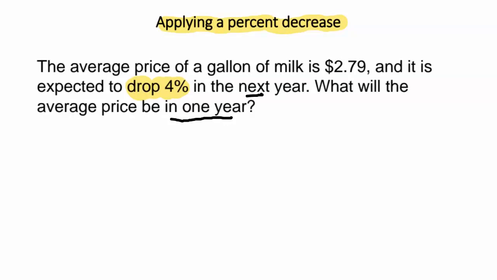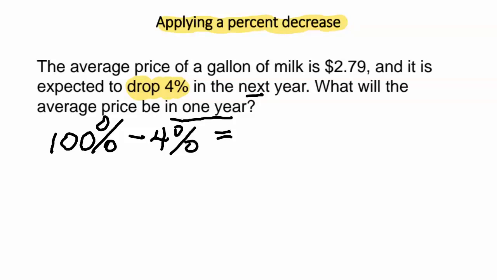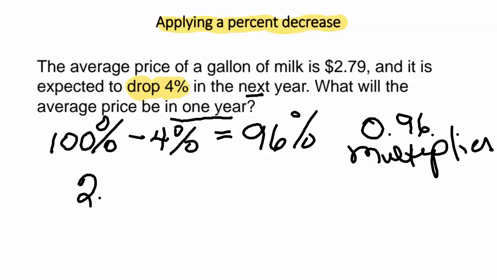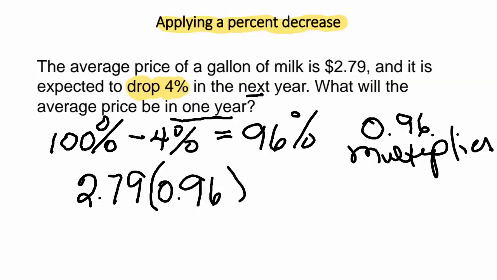The drop, take 100%, subtract 4% to get 96%. This becomes the multiplier, 0.96. This is our multiplier. Now take $2.79 and multiply it by 0.96.